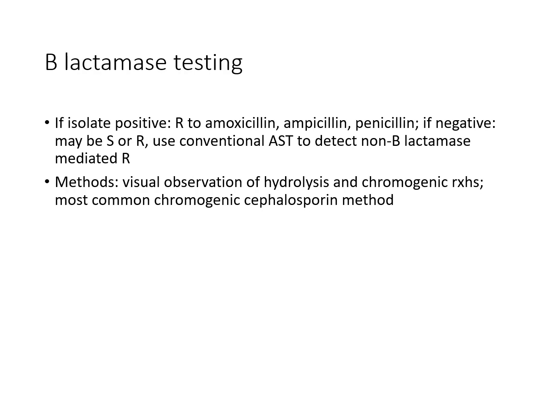For beta-lactamase testing for Haemophilus influenzae, if the isolate is positive, it will be resistant to amoxicillin, ampicillin, and penicillin. If the isolate is negative, it may be susceptible or resistant. We're going to use conventional antimicrobial susceptibility testing to detect non-beta-lactamase mediated resistance. For the methods, we're going to do a visual observation of hydrolysis and chromogenic reactions, and the most common method is going to be the chromogenic cephalosporin.